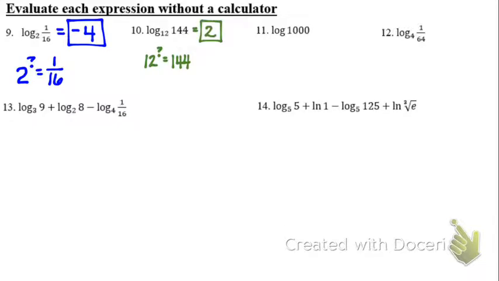What is the base on number 11? 10. So 10 to what power would give you 1,000? 3. A trick with your base 10s, count the zeros. 10 to the first power has 1 zero. 10 to the second power, that's 100. That has 2 zeros. 10 to the third power would have 3 zeros. What about number 12?